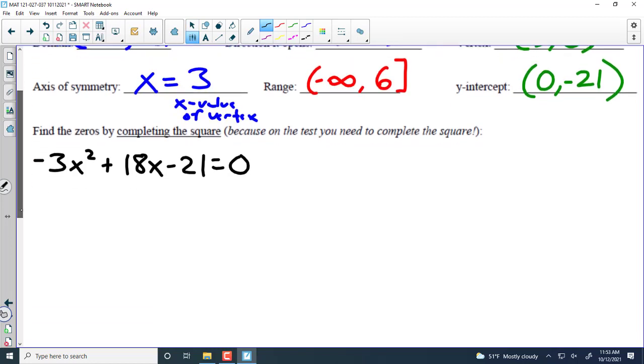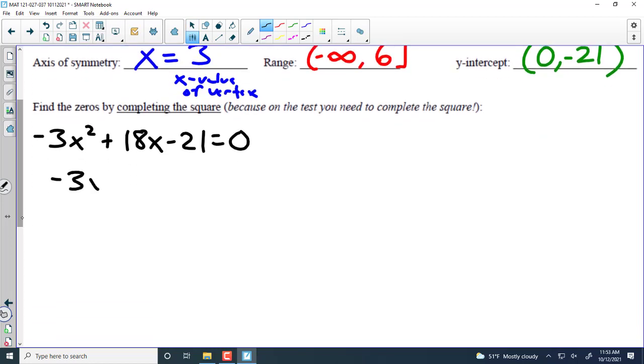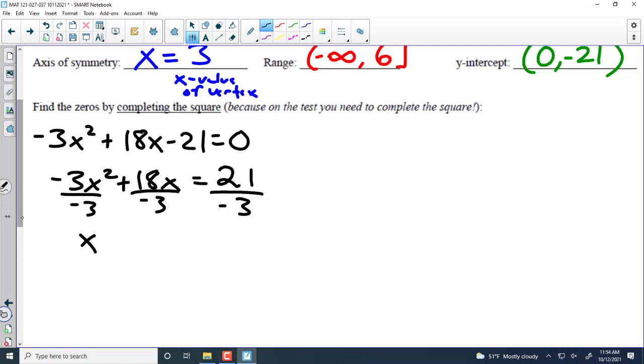I always move the constant first, just because I think it's nice to have your own way of doing it, and so I always do that so I don't forget to do it, and then I divide by negative 3. Can't complete the square unless we have just an x squared with a 1 in front of it. Be careful of all your negative signs in there. There's a lot of negative signs running around on this one. So after you move the negative 21 over by adding 21 to both sides, and after you divide everything by negative 3, you should have x squared minus 6x equals negative 7.